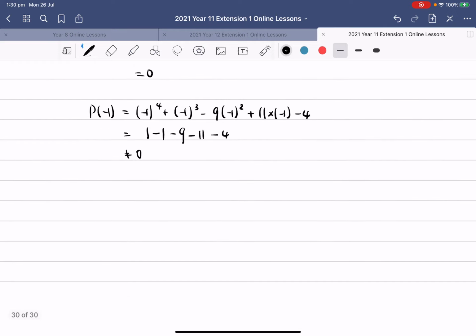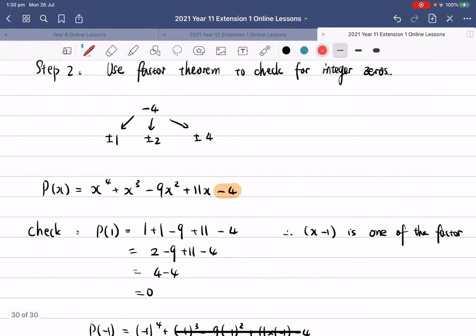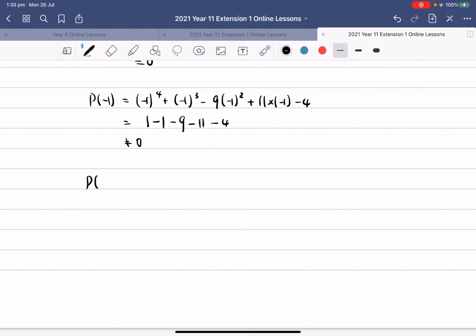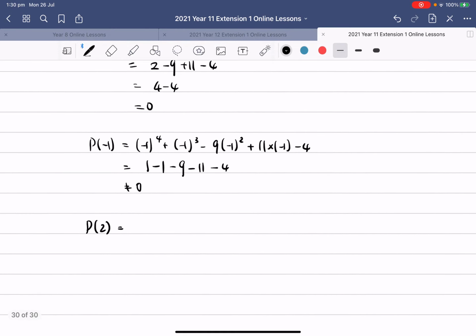Okay, so once I finish 1 and negative 1, that one is finished. Now I need to move on to plus minus 2. So now you check plus minus 2. So you do P(2) and you substitute.